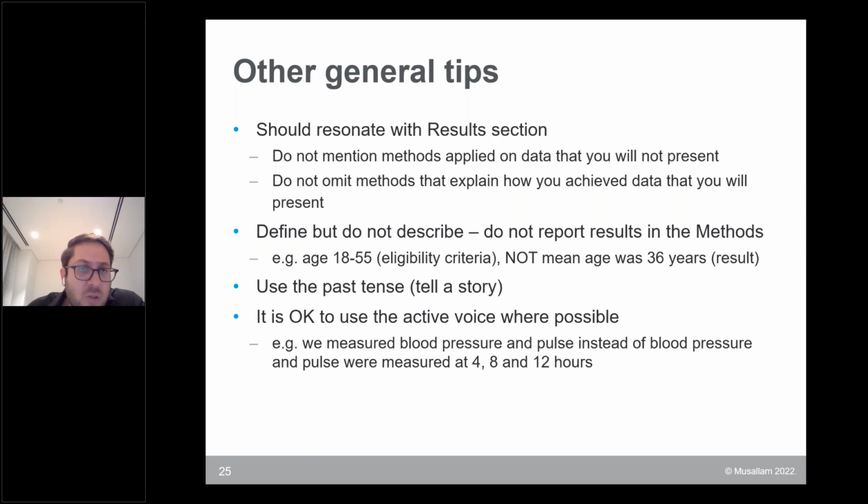There is nothing to be confused with in the methods. It's past tense. And it's okay to use active voice. I see many people worry about saying I or we. Obviously, you're an author group, so you can always say we measured, we did. That's completely acceptable and fine. It doesn't have to always be in the passive voice to say blood pressure was measured. You can always say we measured.